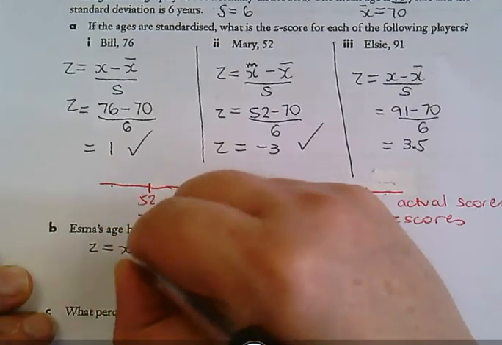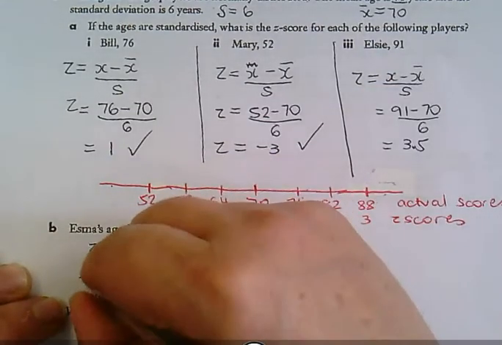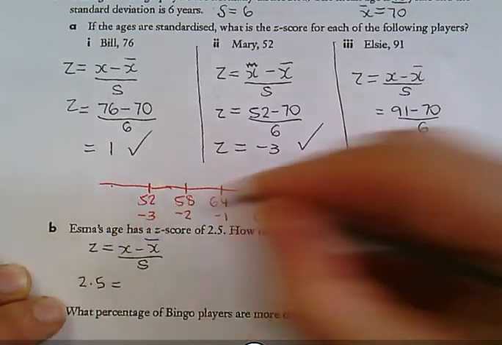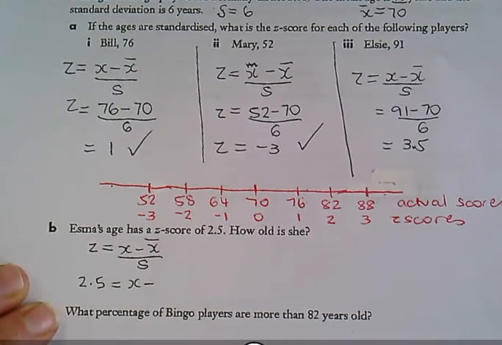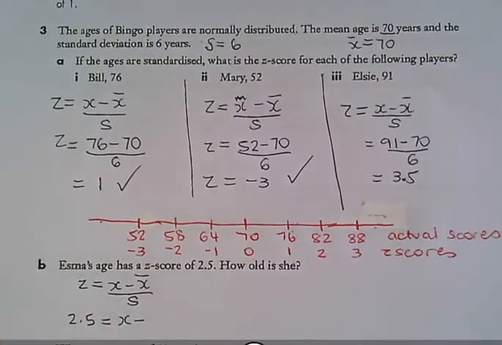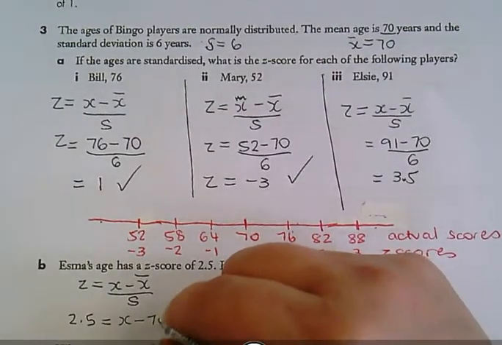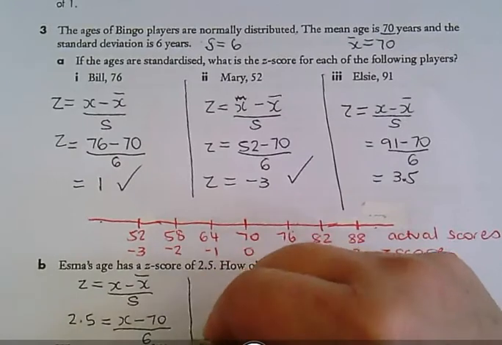Z equals x minus x bar over s. So if her z-score is 2.5, what is her score? We don't know. What is the mean of this data? They gave it to us at the beginning of the question. What's the mean of the data? Anyone? 70. What's the standard deviation? 6. Now we have to solve.